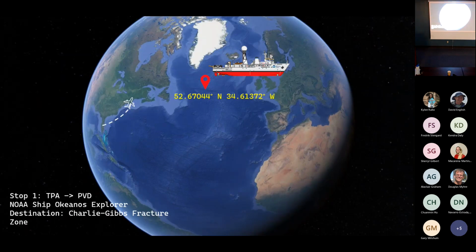So my first cruise took place in May of 2022, and it took me from Tampa to Newport, Rhode Island up here. And that's where I met up with the NOAA ship Okeanos Explorer. We left out of Newport and sailed for about 5 days towards the Charlie Gibbs Fracture Zone, which lies at about 52 degrees north, 34 degrees west.